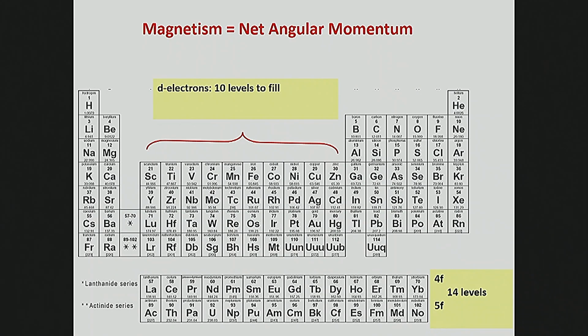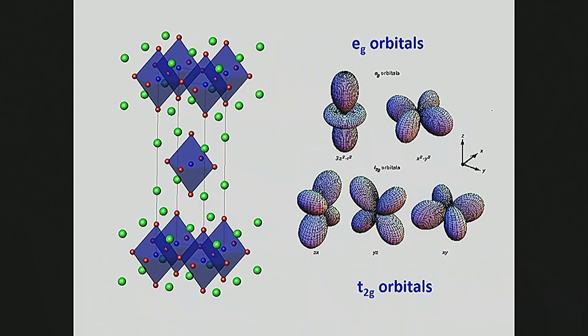So these ions here are likely candidates for finding magnetic materials, as are these atoms down here, the rare earths. The rare earths are the 4f shell. There are now 14 levels. So again, if you have a partially filled shell, say 10 4f electrons instead of 14, the likelihood is that you'll have a magnetic state. There are exceptions where you don't, but we're not really going to focus on those.